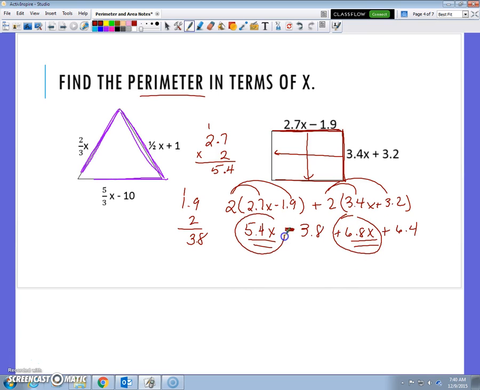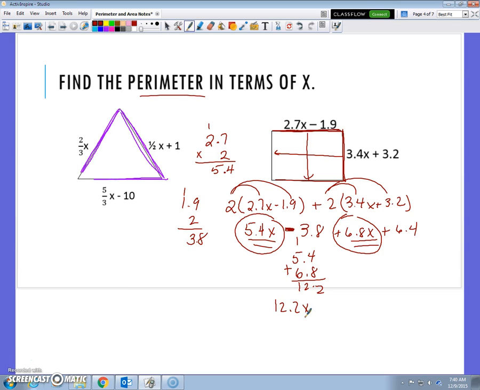And I can tell by the sign right in front. So when I circle my like terms, see how I'm circling the sign in front? This one doesn't have a sign, so we know it's positive. This one's definitely a positive because it says plus. So let's just do a little work here. 5.4 plus 6.8. Looks like we got 12.2. So I have 12.2x.